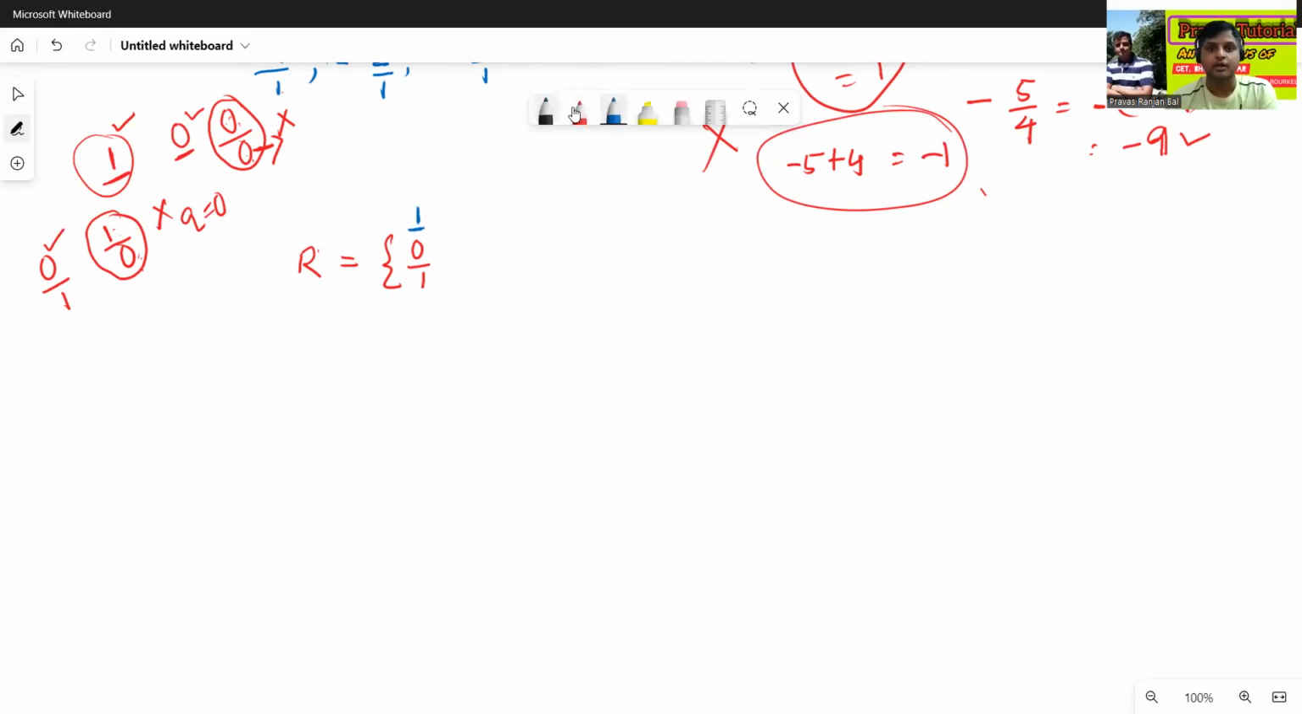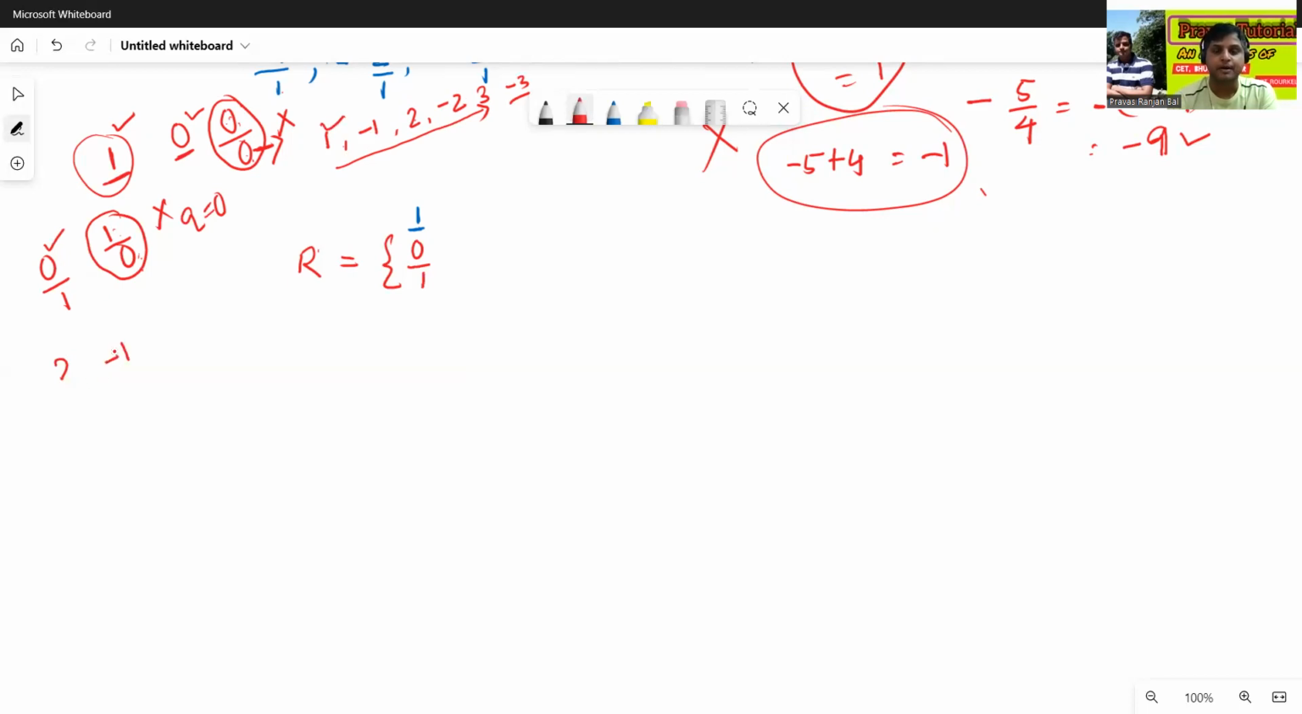Now we'll start after 1, where there is only one possibility. How to get 2? First we start with 1, then minus 1, then 2, minus 2. In this order we have to follow. Okay, we get 1. How to get minus 1?